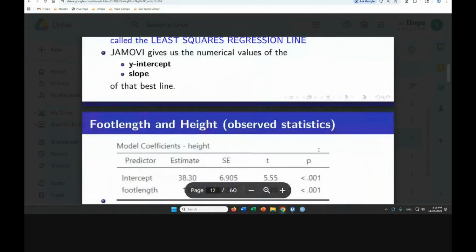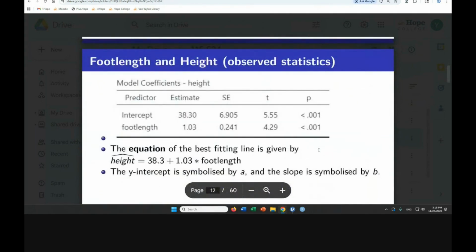So you also know that a line comes with two things that identify it. One is the y-intercept. I'm not going to go into the whole story about what symbols Americans use. Just know that in statistics, the y-intercept is symbolized by little a, and the slope is symbolized by little b. We ended last week by talking about two things. Can you interpret 38.3?